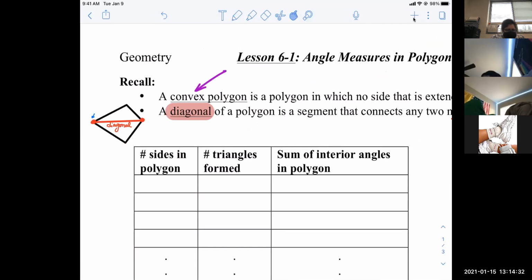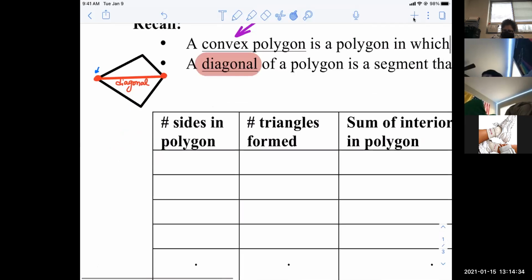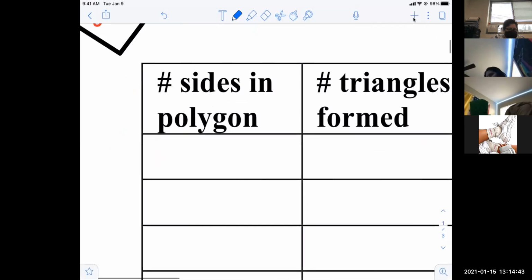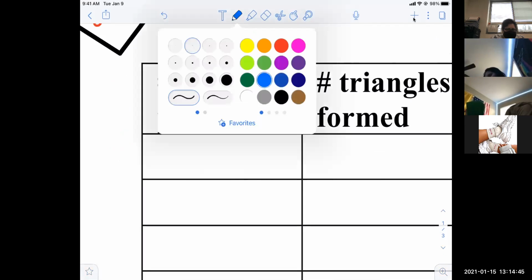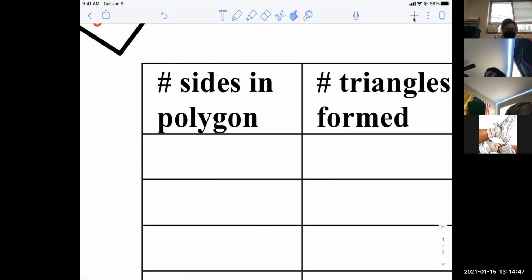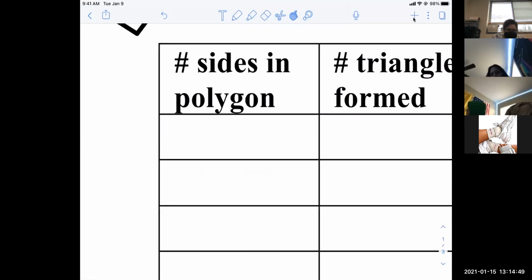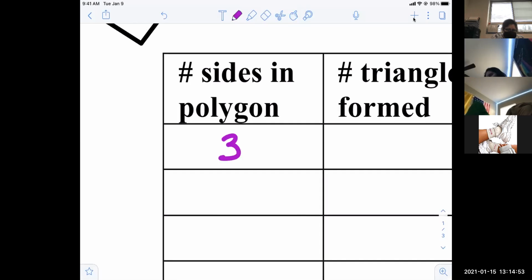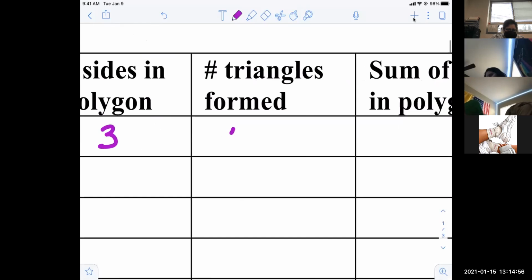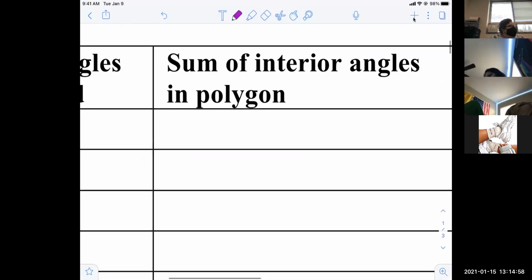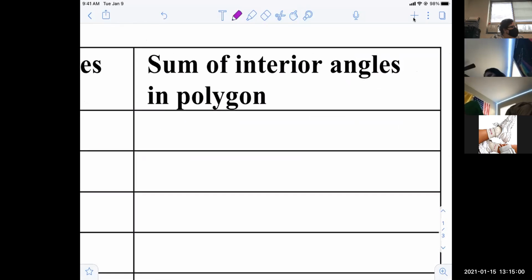We're going to use that idea to try to figure out a formula. So the number of sides, what's the fewest number of sides you can have in a polygon? How many? Fewer. 3, right? What's a polygon with 3 sides? Triangle. So you can have 3 sides in a polygon. There would be 1 triangle there. What is the sum of the interior angles in a triangle? 180, right?